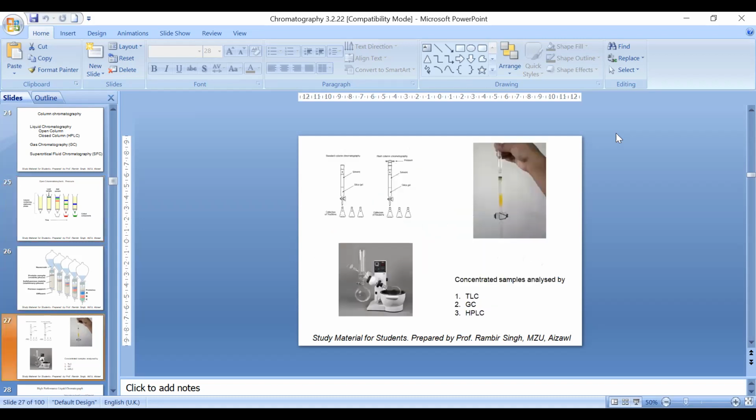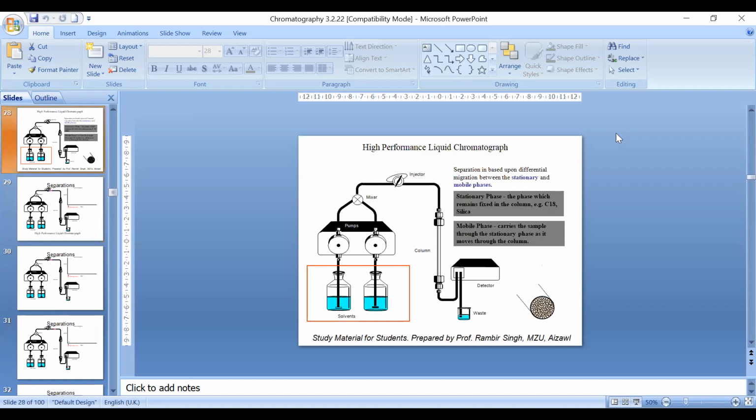So you got it, I think. Can you see this slide? I just want to show you this graphic. This is a modern HPLC machine where we have a pumping system, and this is the column. The column in an HPLC is made up of, you might have seen it, what material? It is made up of stainless steel, so that it can bear the high pressure. If it is a glass column, it may break under high pressure. Right?